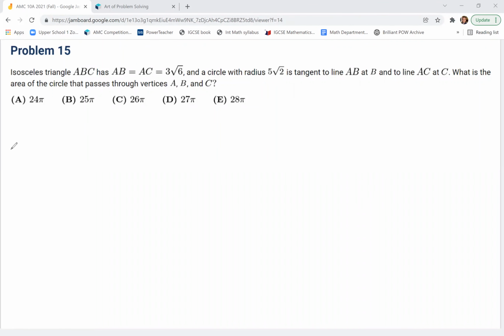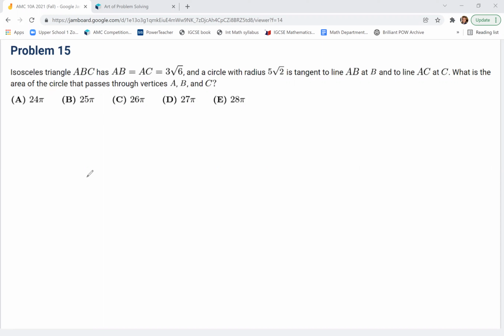So, all right, we have isosceles triangle ABC with AB equal AC equals 3√6, and a circle with radius 5√2 is tangent to line AB at B and line AC at C. What is the area of the circle that passes through the vertices?